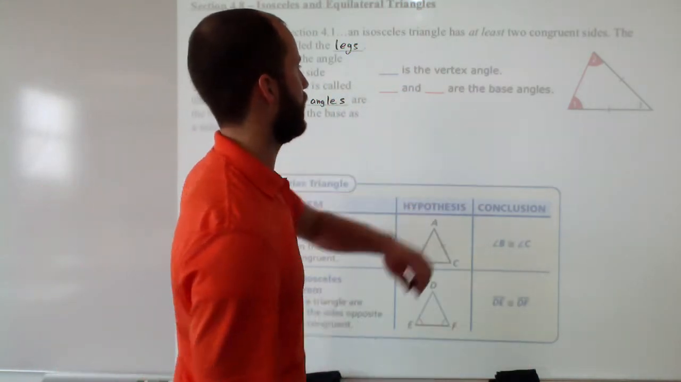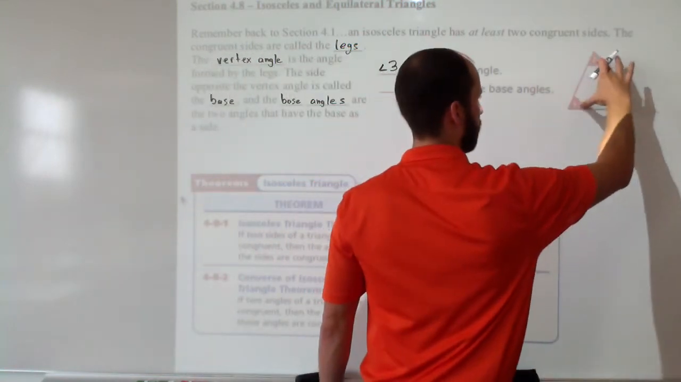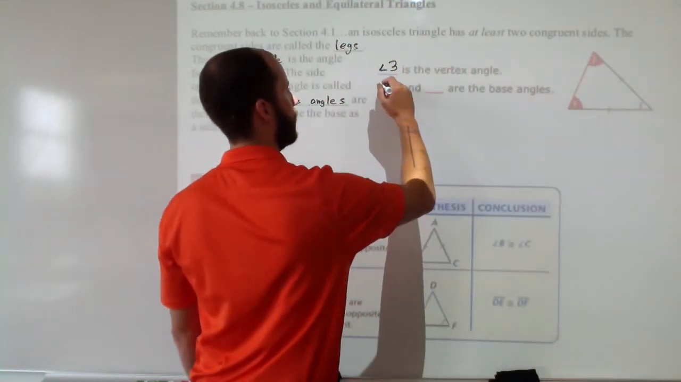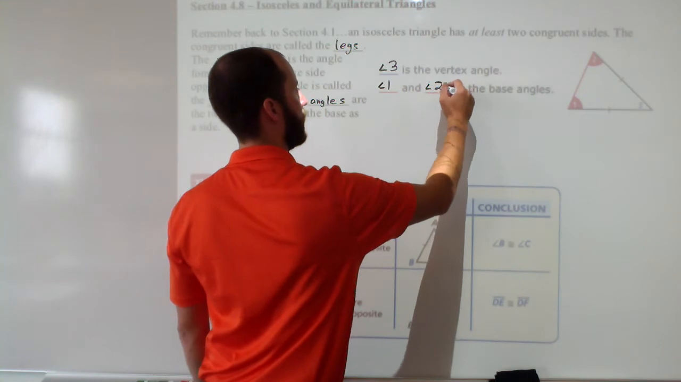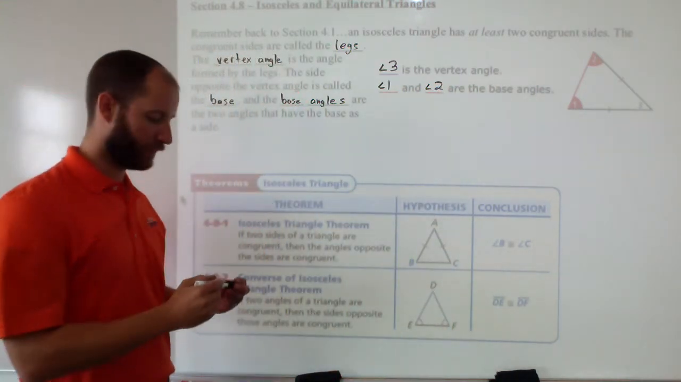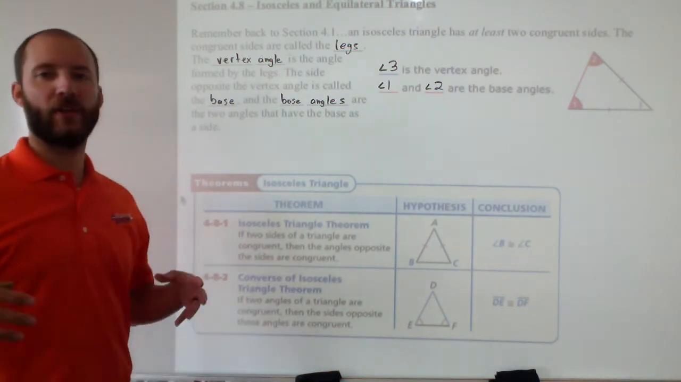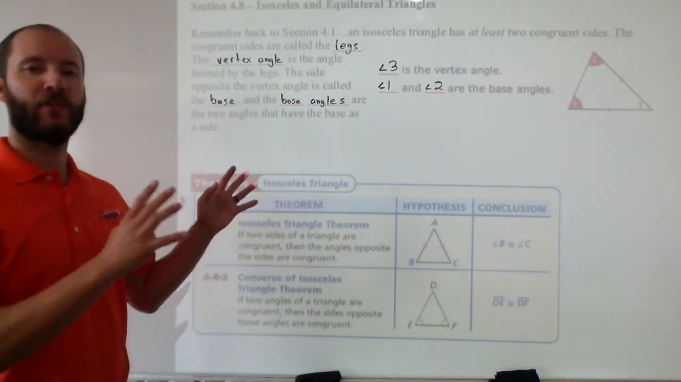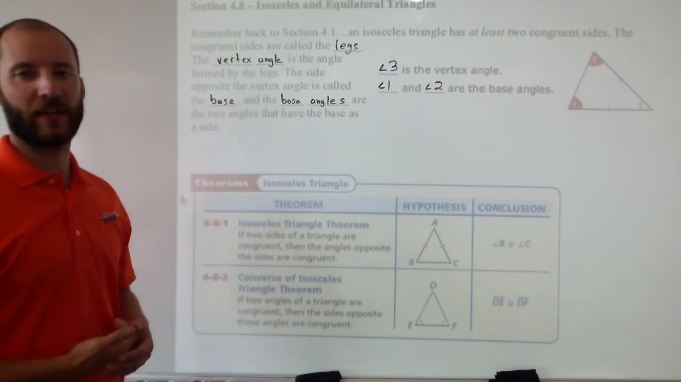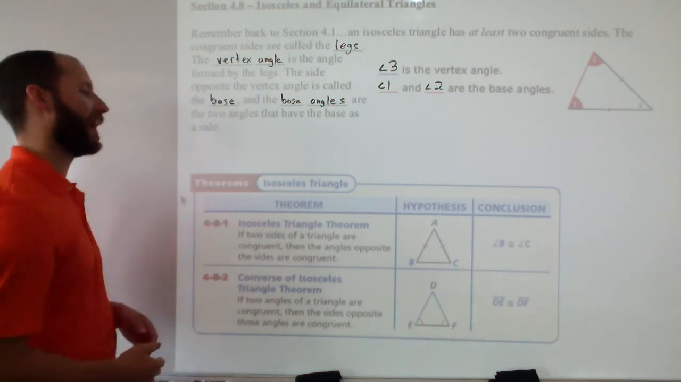So in this diagram here, angle 3 is our vertex angle because that's formed by the two congruent sides. Angles 1 and 2 are then the base angles. So what we're looking at here is just a lot of results of that configuration of information with an isosceles triangle. We have the isosceles triangle theorem. We also have the converse.